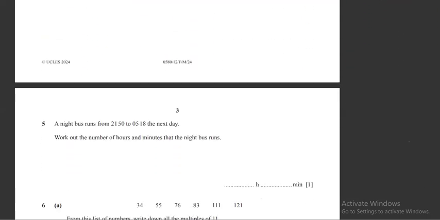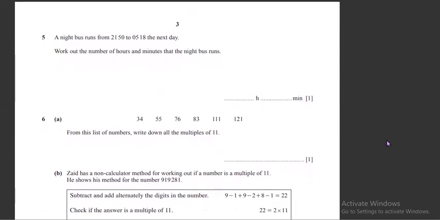Let's move on to question 5. A night bus runs from 21:50 to 5:08 the next day. Work out the number of hours and minutes that the night bus runs. So to do this, I'm going to use a timeline. So this is the timeline I'm going to use. And the starting time is 21:50.